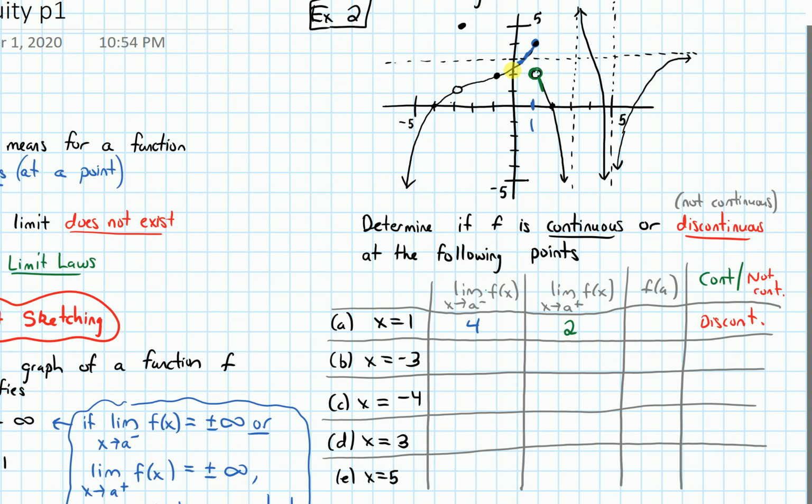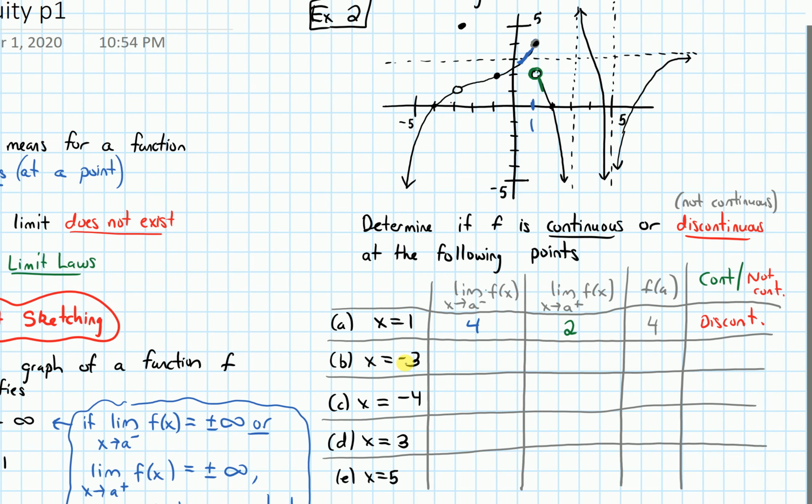The closed circle at that point has a y value of 4, and that's what it would be. Although we technically didn't even need that to answer this. All right, so let's continue to -3. I'm going to start to pick up the speed here a little bit with these.